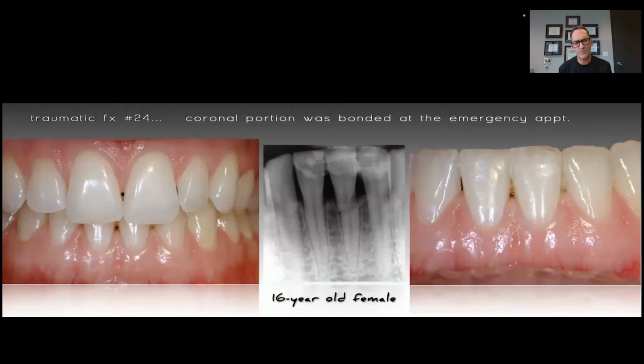Everybody's freaked out. This patient's 16 years old. She's freaked out. The parents are freaked out. Just bond the piece back in and say, all right, let's all calm down. We'll let the pain go away, the swelling go away. We'll bring you back and we'll make a decision. That fracture location, I would tell the patient, doesn't look great if you look at the literature, but you never know.